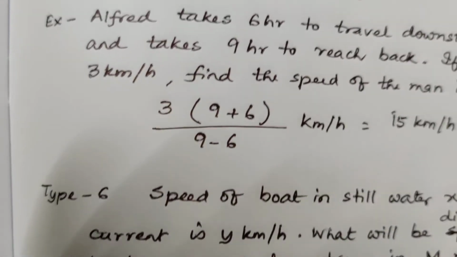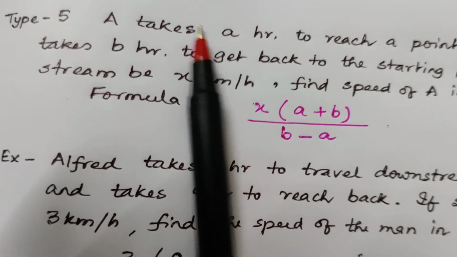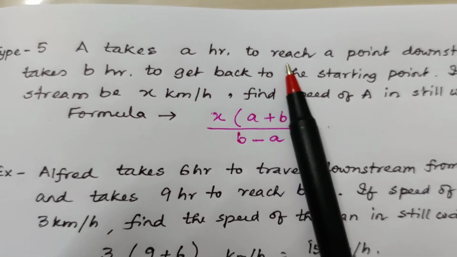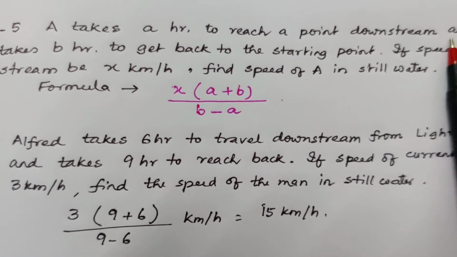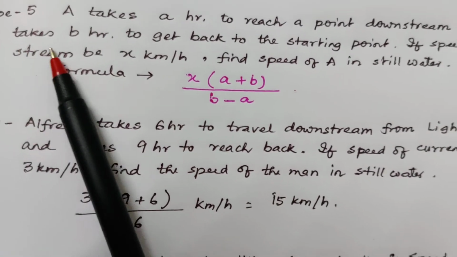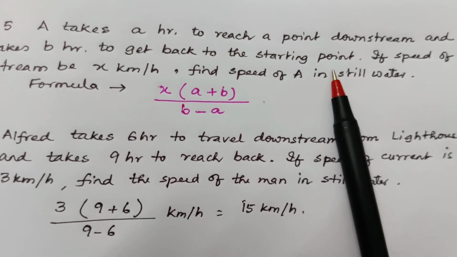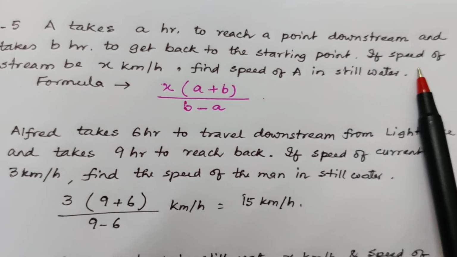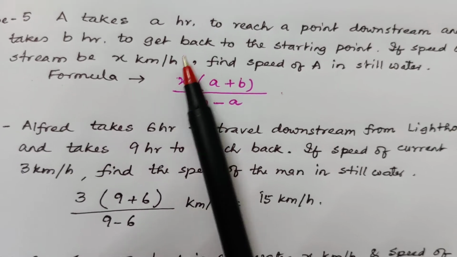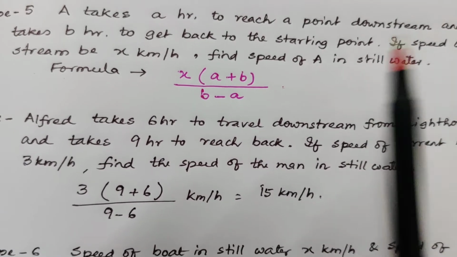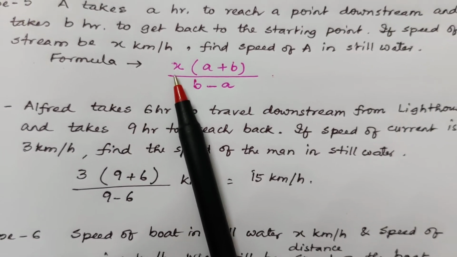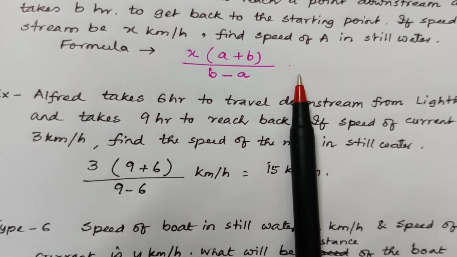We come to type number 5. A takes A hours to reach a point downstream and takes B hours to get back to the starting point upstream. If the speed of the stream is x km per hour, find the speed of A in still water. So the formula is x into (A plus B) by (B minus A).